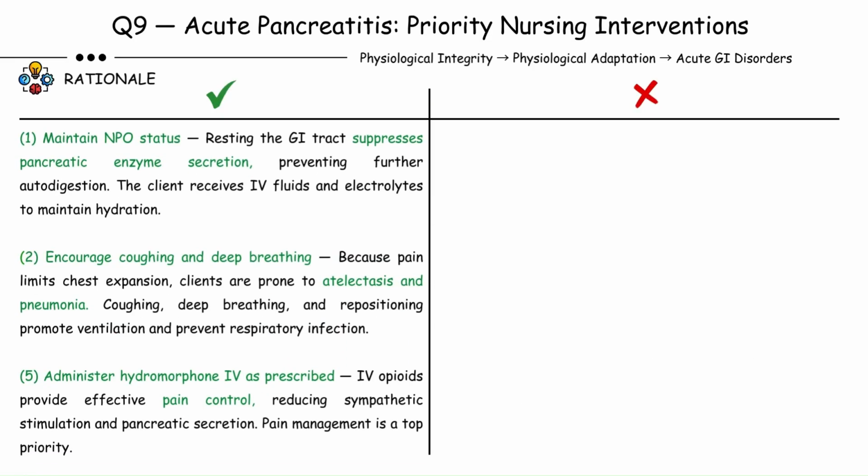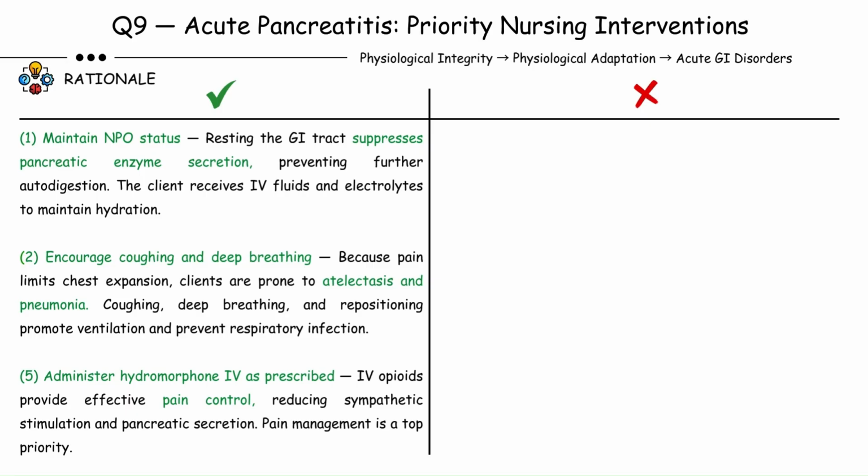Keeping the client NPO rests the gastrointestinal tract and suppresses pancreatic enzyme secretion. If the client eats, the pancreas is stimulated to release enzymes that will further autodigest pancreatic tissue. During the acute phase, nutrition and hydration are supported by IV fluids, and later, carefully reintroduced enteral feeding.